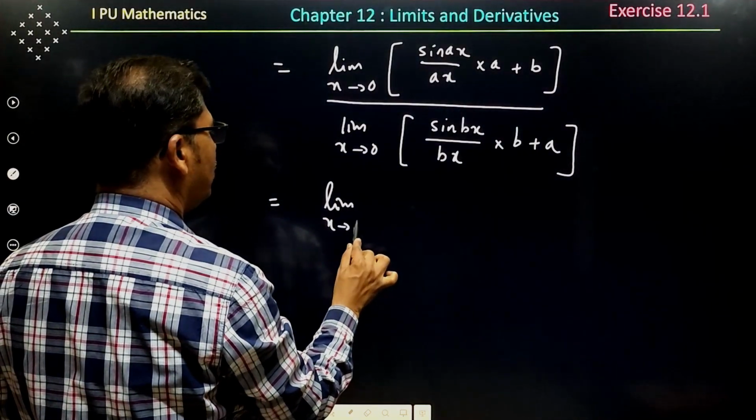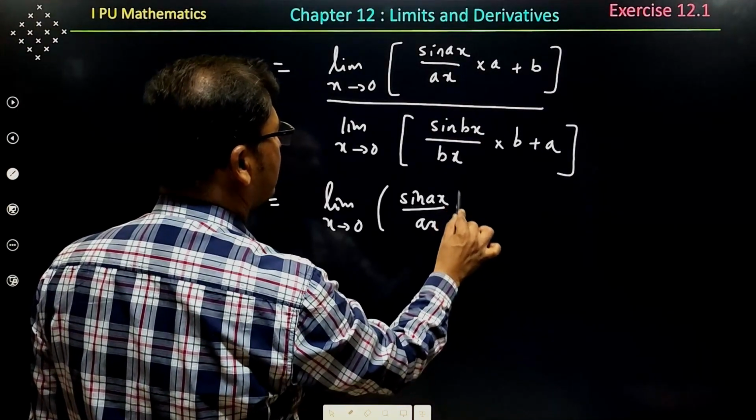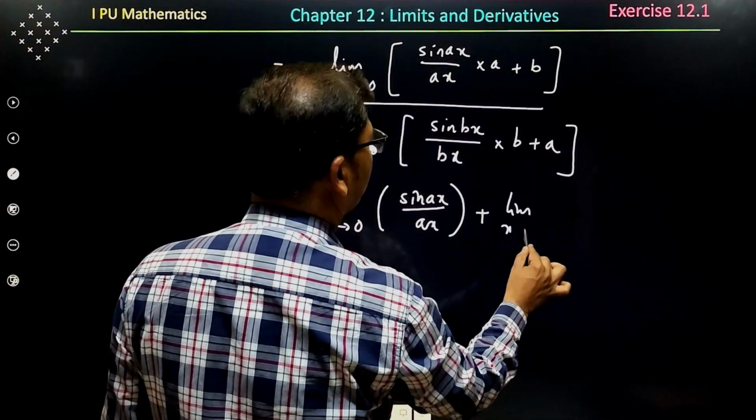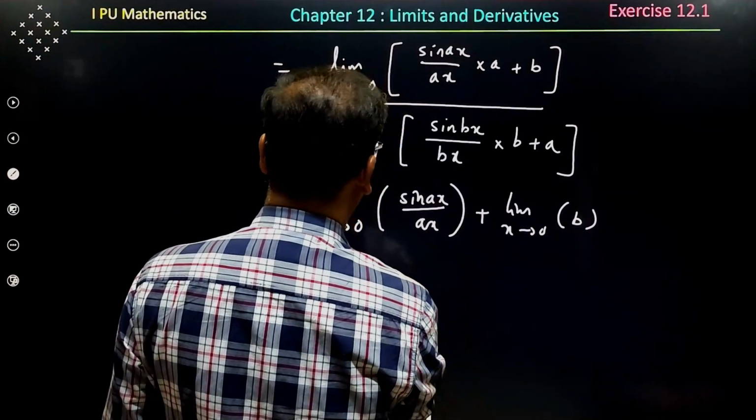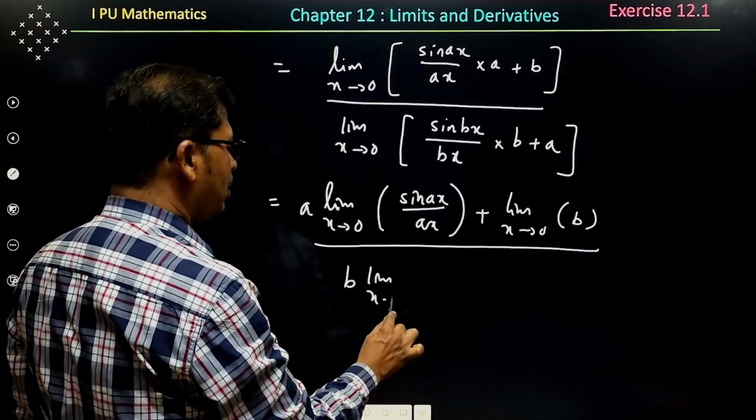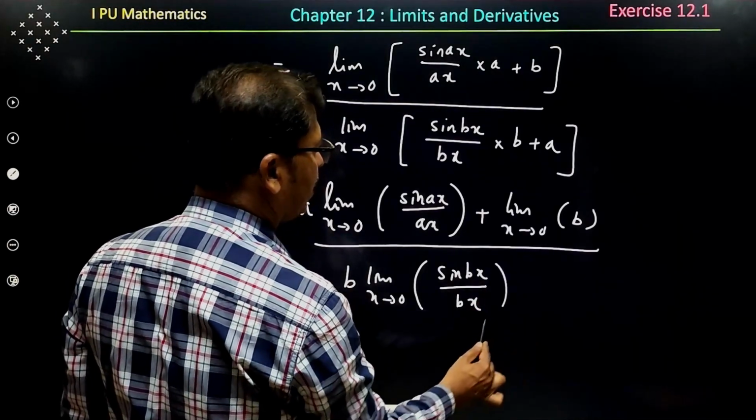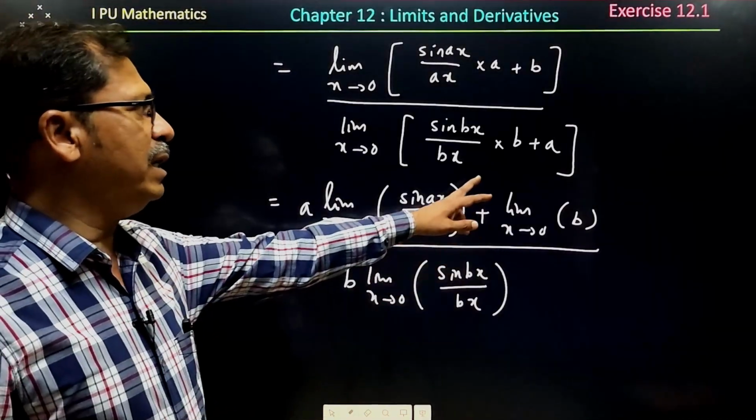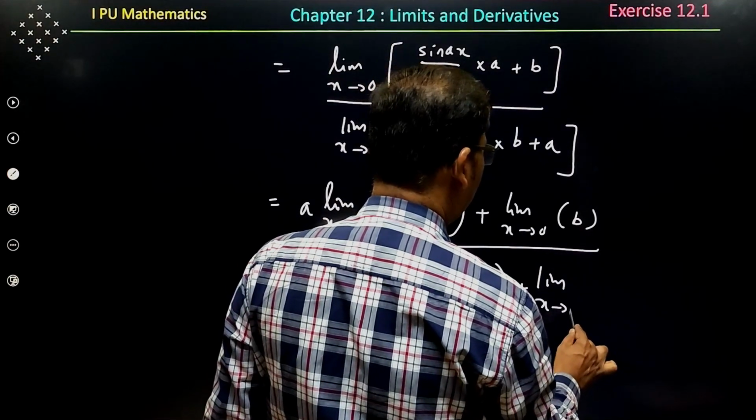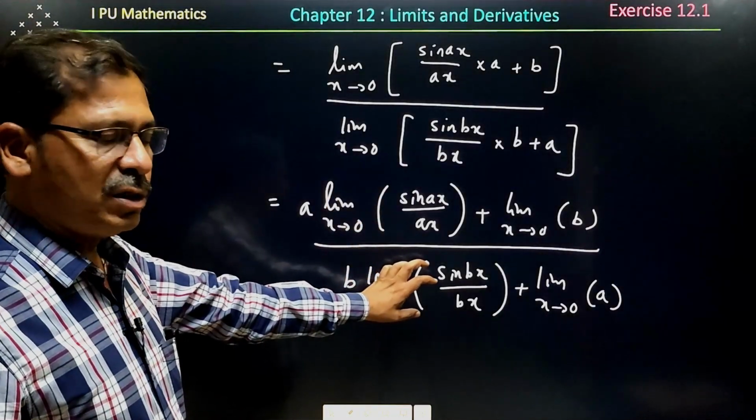Limit x tends to 0, sin ax divided by ax as it is. This constant a you write outside, plus limit x tends to 0 b, whole divided by, take this constant b outside, limit x tends to 0 sin bx divided by bx. See, b is taken outside. Apply the limit to the next term. Limit x tends to 0. What is there? A is there here. Now this is a standard limit. This one is also a standard limit.